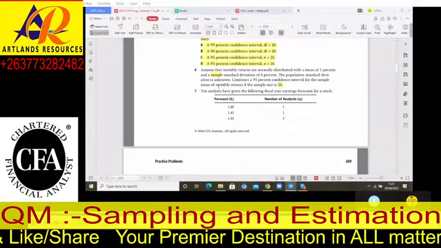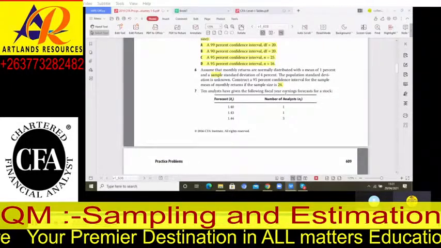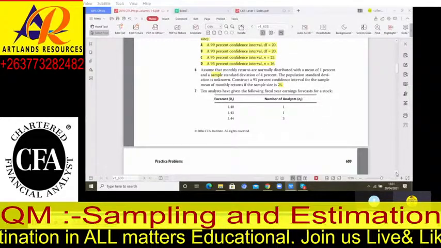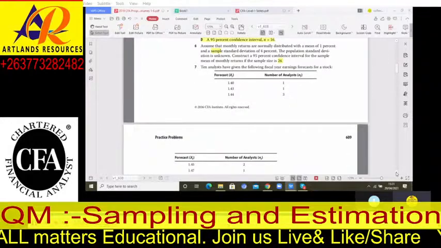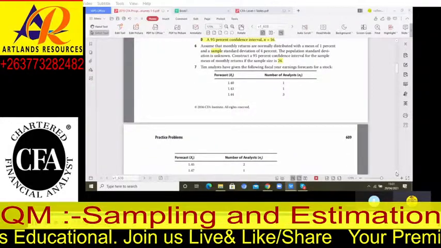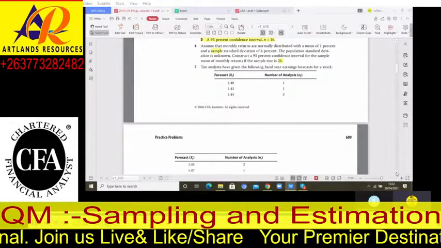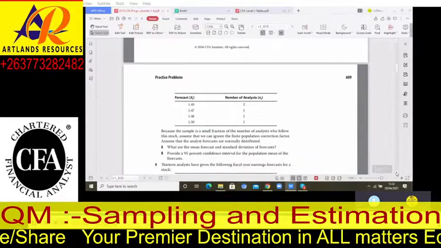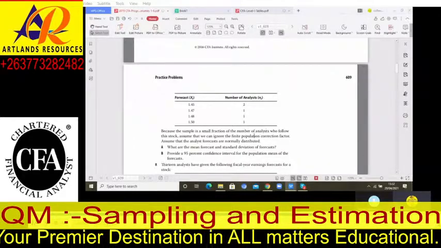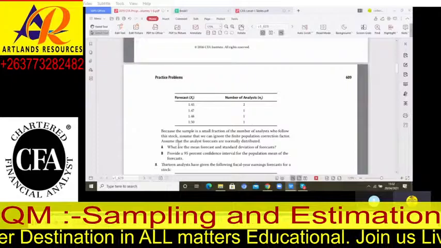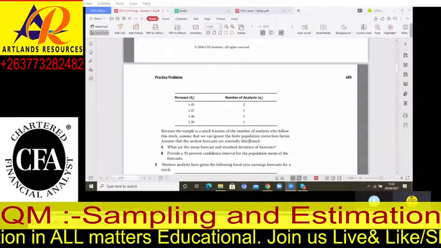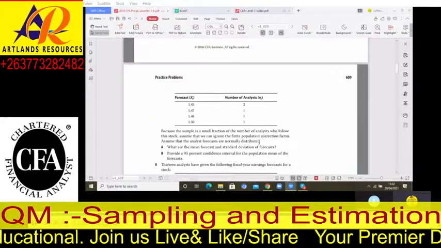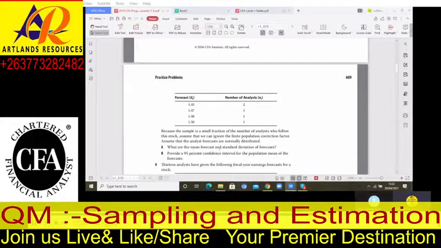Okay. 10 analysts have given the following fiscal year earnings forecast for a stock. These are the number of analysts who forecasted 1.4, the frequency is 1; who forecasted 1.43, the frequency is 1, etc. Because the sample size is a small fraction of the number of analysts who follow this stock, assume that we can ignore the finite population correction factor. Assume that the analyst forecasts are normally distributed. What are the mean forecast and standard deviation?